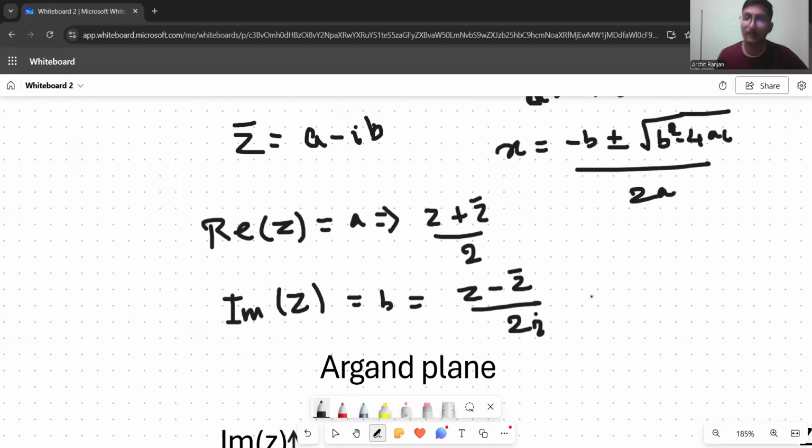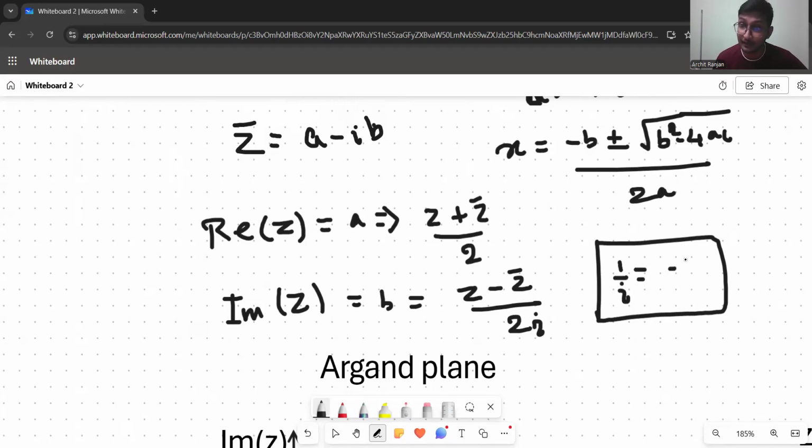Okay, now seeing this 1 by iota, we can also see that 1 by iota can be shown as this also. Right? Let's give some thought: what would be the multiplicative inverse of iota? So obviously 1 by iota, right? And it can also be written as minus iota.